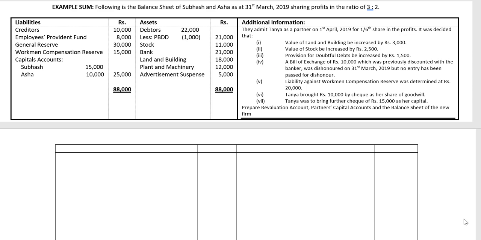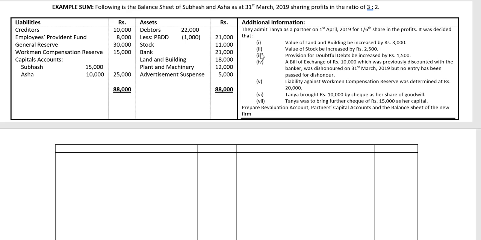Example sum. Following is the balance sheet of Subhash and Asha as at 31st March 2019, sharing profits in the ratio of 3:2. We have the balance sheet given to us. On the right side, additional information. They admit Tanya as a partner on 1st April 2019 for 1/6 share in the profits.